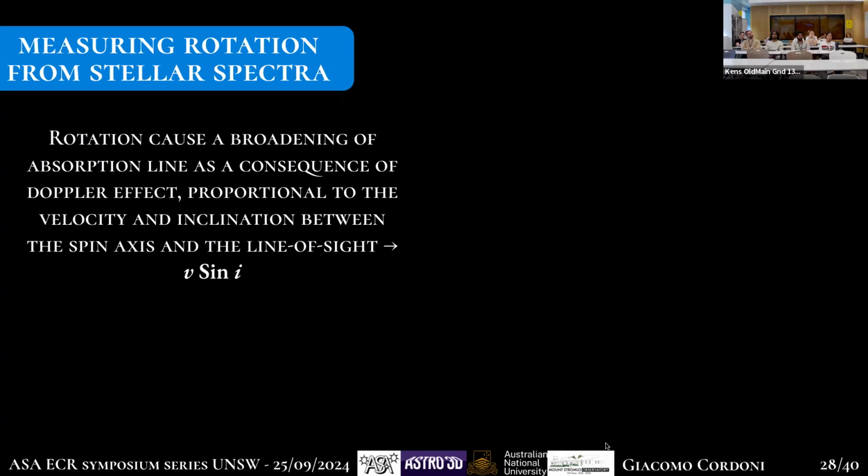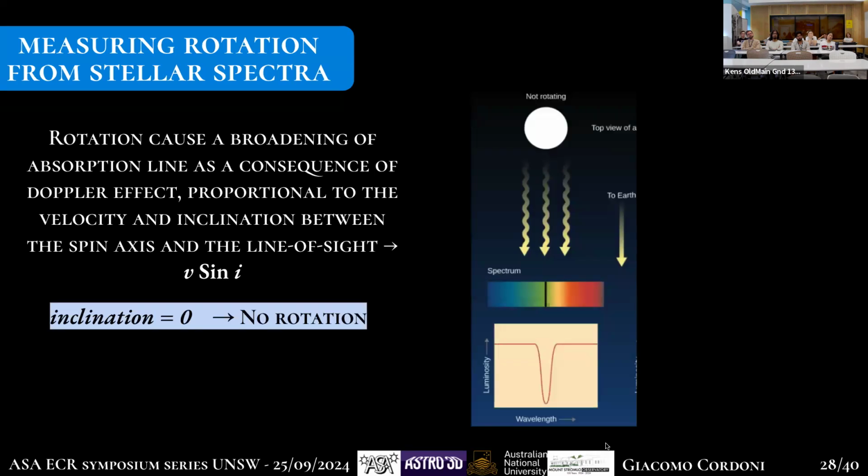So this is just a side note. What does it mean to measure stellar rotation from a stellar spectrum? Basically, the effect of rotation is that because of the Doppler effect, it causes a broadening of the line. So if you see a line and you have stellar rotation, then the line is broadened. If you don't have stellar rotation, the line is narrower and deeper. On top of that, you have a projected rotation, so that depends on the inclination between the rotation axis and the line of sight. In particular, if you have an inclination of 0, so you are observing a star like this, then you get no Doppler effect and you measure no rotational velocity.